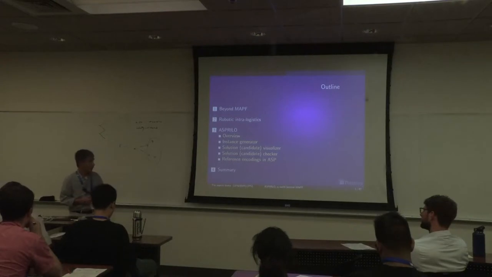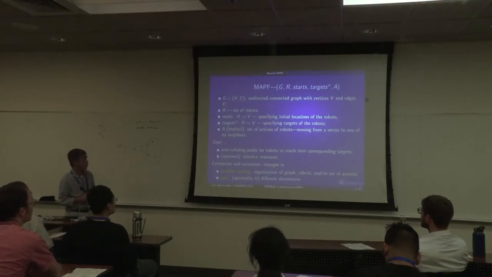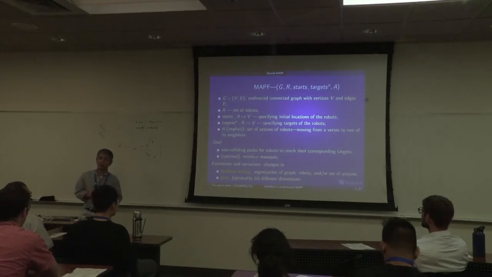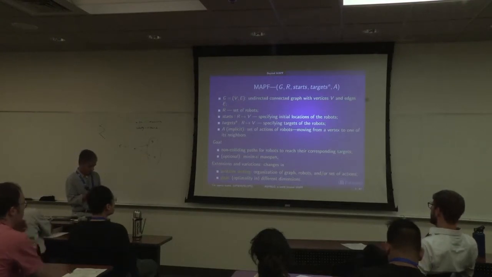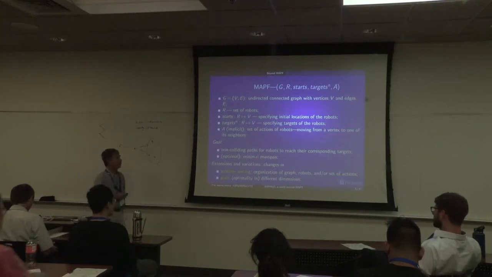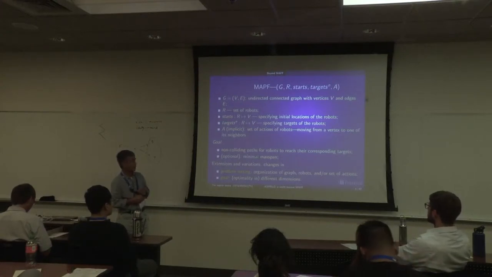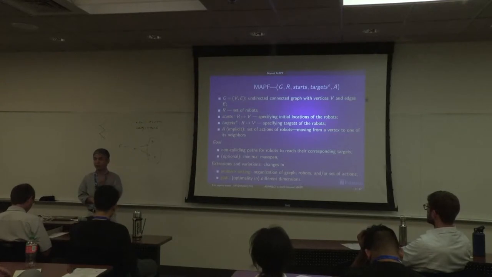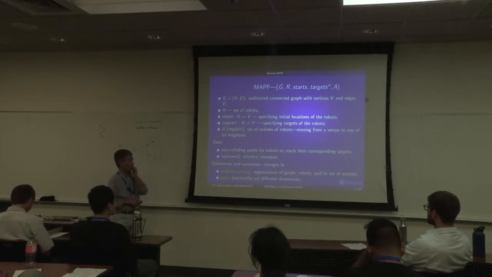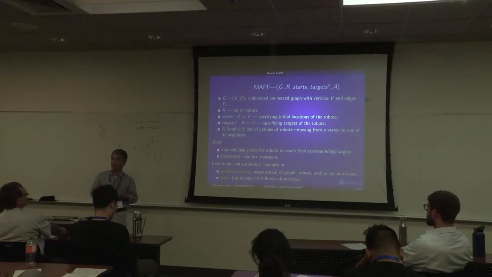The MAPF problem. I want to start by precisely formalizing a problem that Roni and Ronan have been talking about. The MAPF problem can be formalized as: given a graph with a set of edges and vertices, and a set of robots, and two functions. One specifies the starting point of the robots, and the other specifies the final targets of the robots. And then the set of actions, which is implicit here: either you move to the next vertex or you stay.